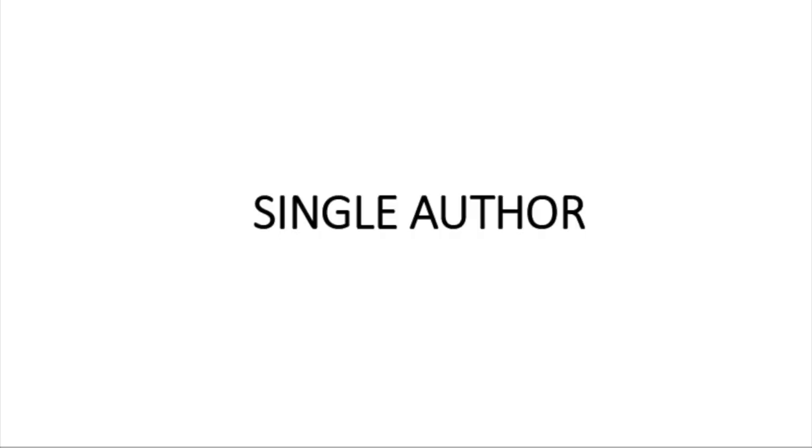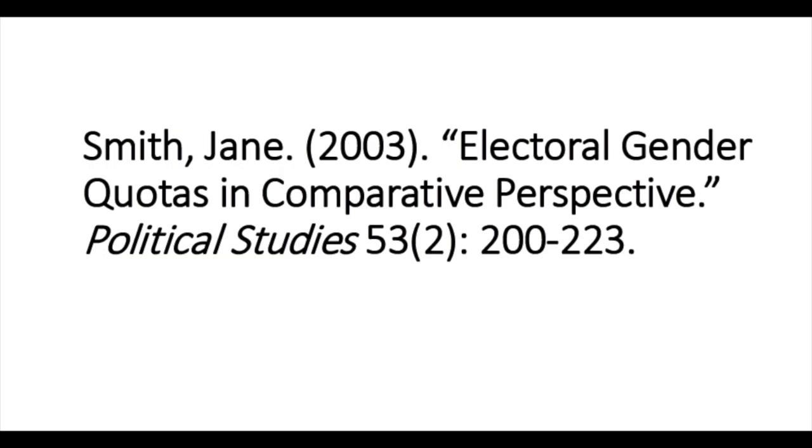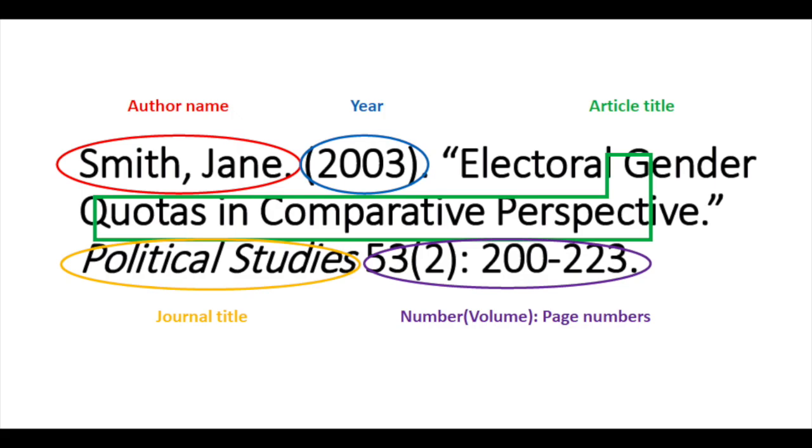So we're going to get started here with the idea of single author. How to do a citation with a single author. So I've made this fake one here. This is Jane Smith, 2003, Electoral Gender Quotas and Comparative Perspective from the journal Political Studies. And we've got all the information there, the number, the volume, the year. Just as a breakdown for you, this is what your citation should have. It should have author name, year, article title, journal title in parentheses, number, volume, page numbers.